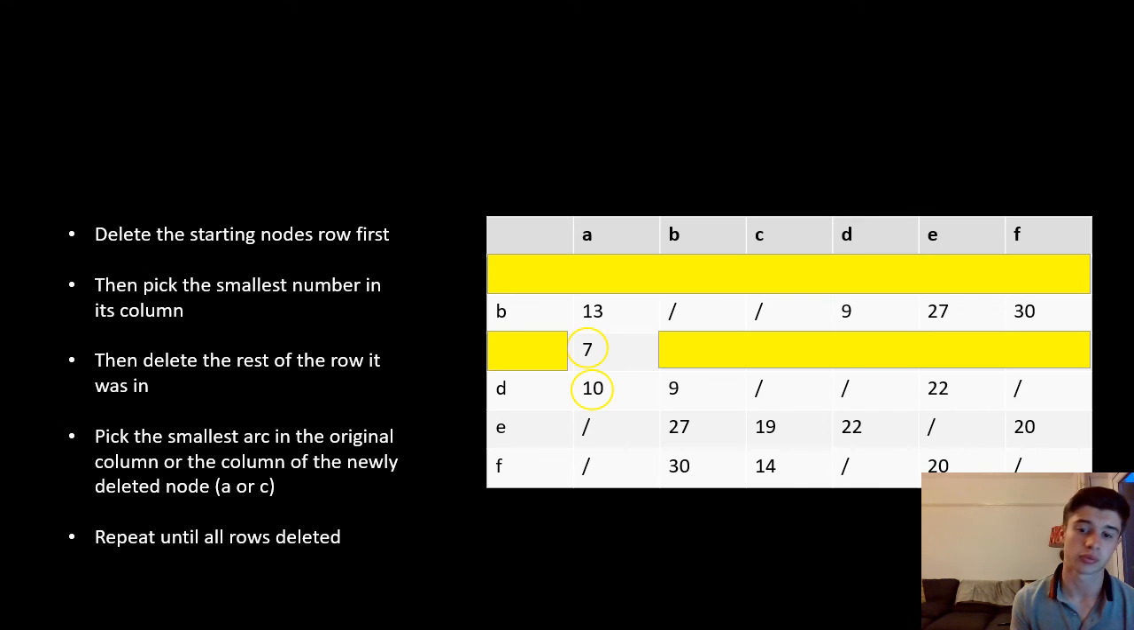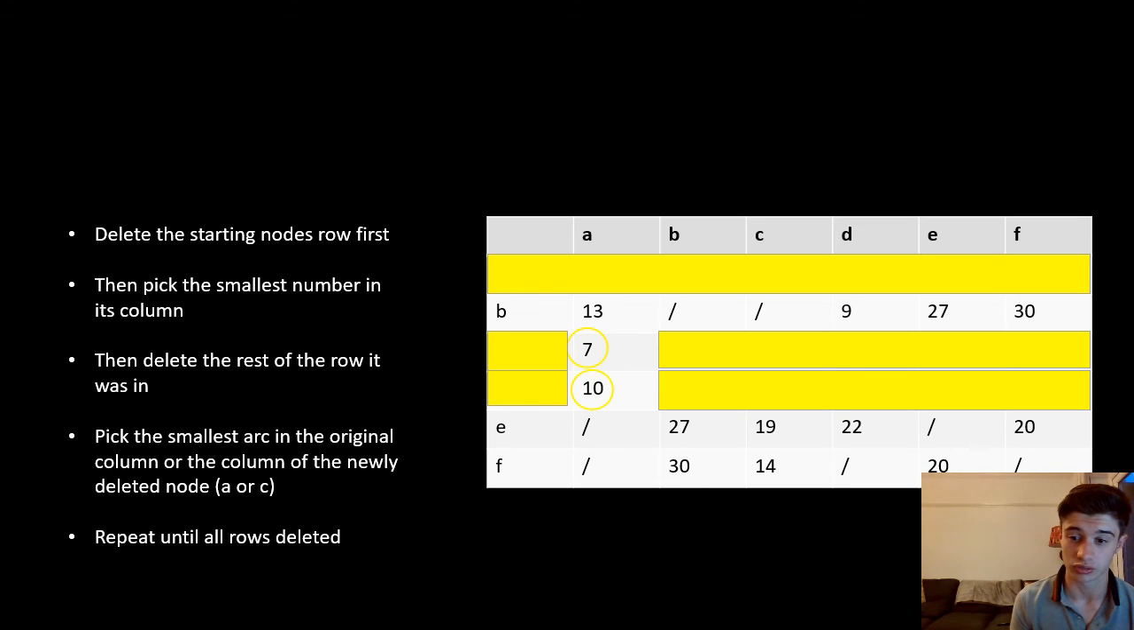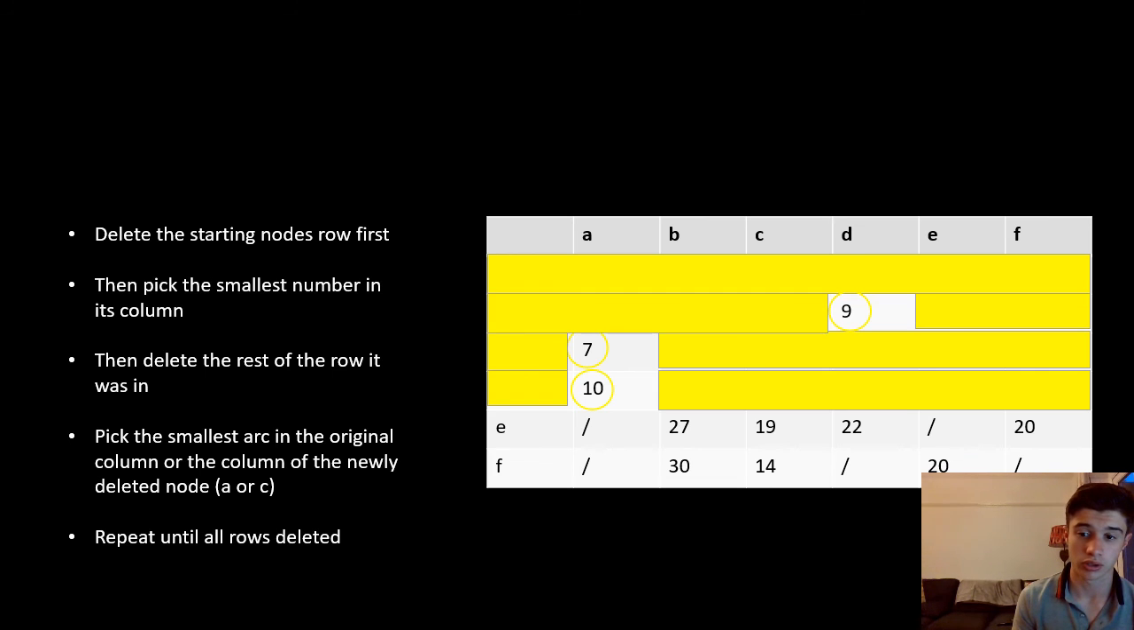And basically we repeat this entire thing until we've deleted every single row. So if you can guess what we're going to do next, we've just picked an arc, so we're going to delete its row, we're going to delete D's row, and then we're going to consider arcs, the smallest arc in A, C or D, which is D to B, you see there. So circle that, and that links us to B. So we're going to delete B's row. There we are. And A, B, C or D, we can now pick from. The smallest one in there should be 19. Oh, sorry, 14. C to F, 14 is the smallest. There it is.